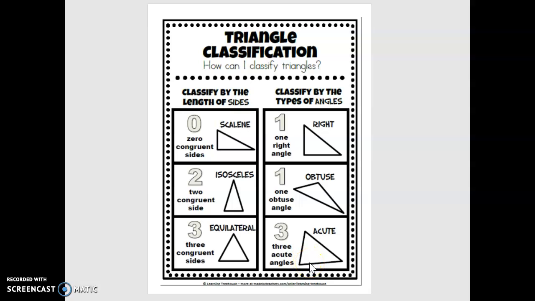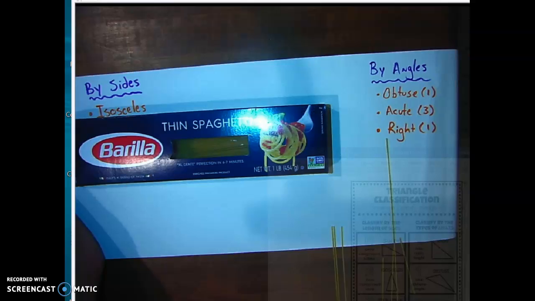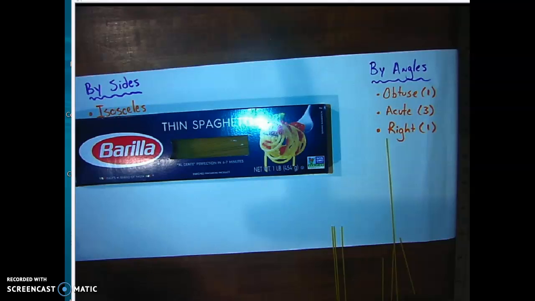Well, today we're going to put it together. So we can have an isosceles triangle that's right, or maybe we have an isosceles triangle that's obtuse. You can put them together, and we're going to practice that using a household object, preferably straight, such as spaghetti. So I'm going to demonstrate some for you over here.